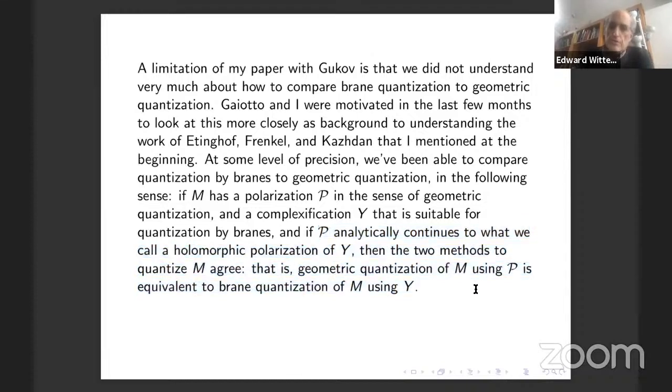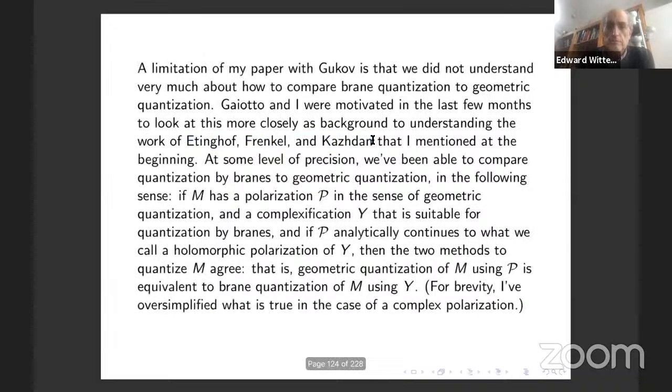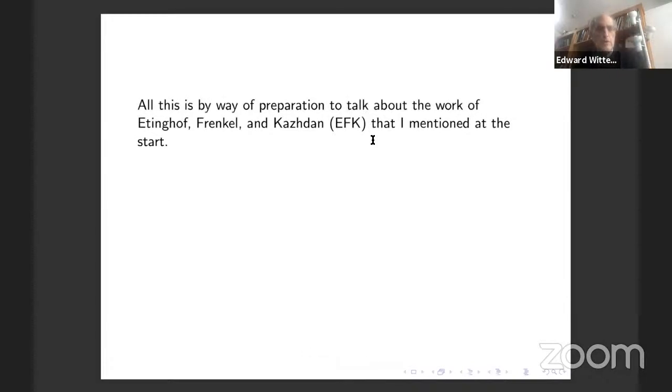So there isn't really time to explain the exact statements, but I just want to convey that we were able to compare the two methods of quantization, not always, but in a way that was useful for understanding the work of Eddinghoff, Frankel, and Kazhdan. Now, all this is by way of preparation to talk about the work of Eddinghoff, Frankel, and Kazhdan that I mentioned at the start.